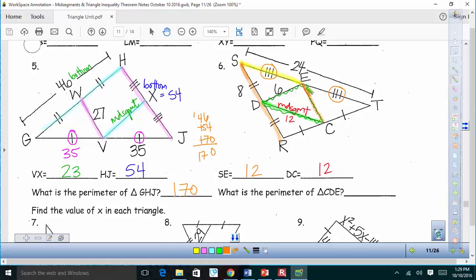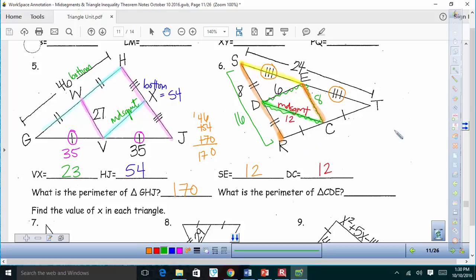Turn your paper so you can see mid-segment and then the bottom. The bottom is flat. Okay? So how long is SR? Nope. SD is 8. This whole piece is 16. So if I wanted to find EC, I'd do what to that? Divide it by 2, and this would be 8.